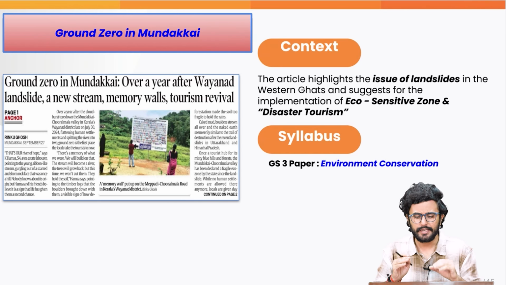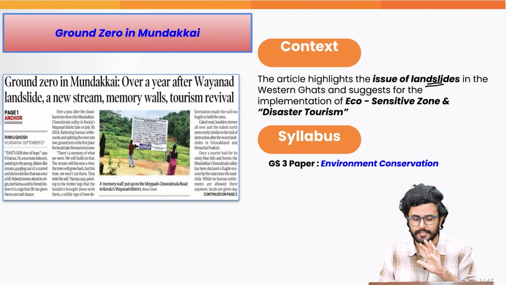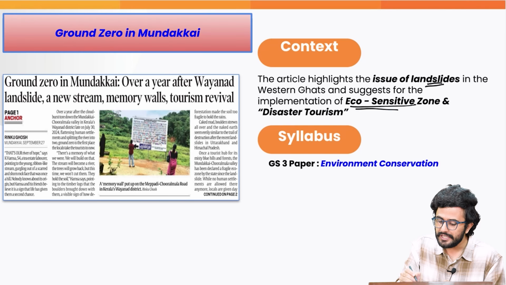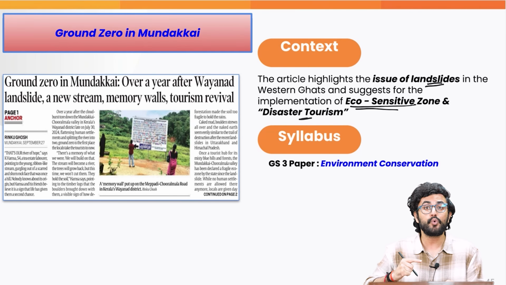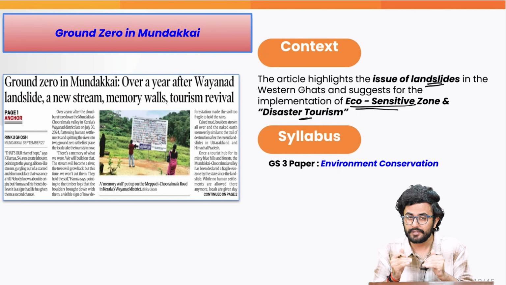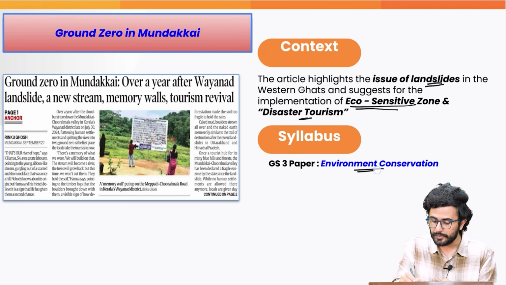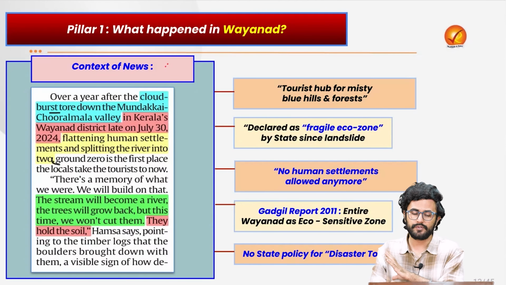Here the article highlights the issue of landslides which take place in the Western Ghats and suggests the implementation of eco-sensitive zones as well as disaster tourism to make people more aware about the environmental loss which is taking place, and thus it forms an important component of your GS3 paper under the larger idea of environment conservation. So what is the context of the news?